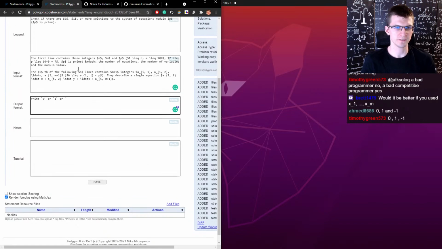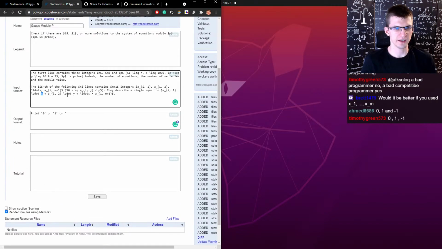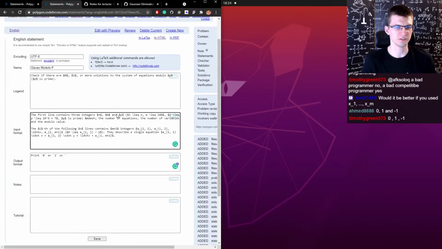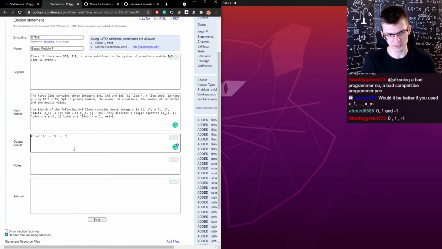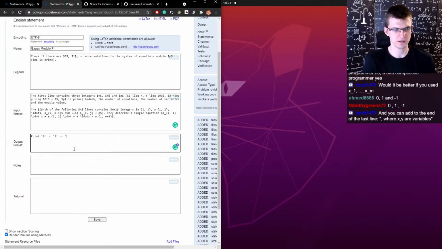I agree that when I say x, y, and dots, it's not obvious what is happening, but I think it will be easier for people. I agree that formally we should say x1, x2 up to xm, but this problem will be attached to a lecture, and in the lecture I will keep talking about variables like x, y, and z. Or x, y are variables. Maybe, Brett, you're right.